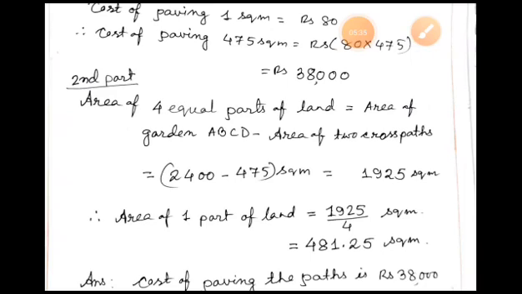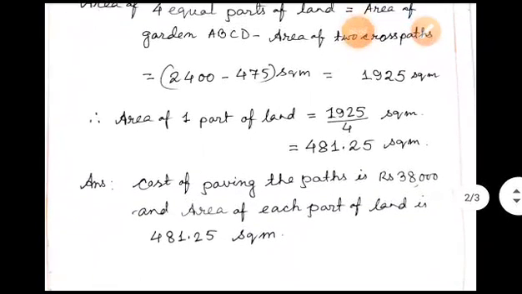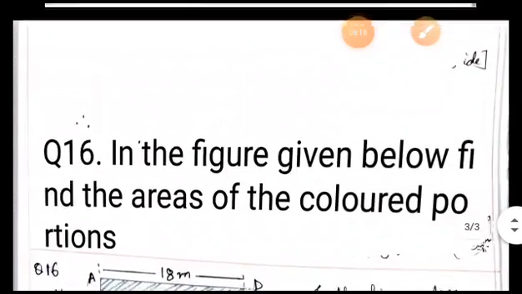Now children, the total 4 areas, each area are of equal area. Each area is of equal measure. So that's why the area of one part of the land will be equals to 1925 by 4. You are dividing by 4 because the areas are equal in all the 4 cases, and after division you are getting 481.25 square meter. So you are going to write the answer. Cost of paving the paths is rupees 38,000 and the area of each part of land is 481.25 square meter. Now the next question.